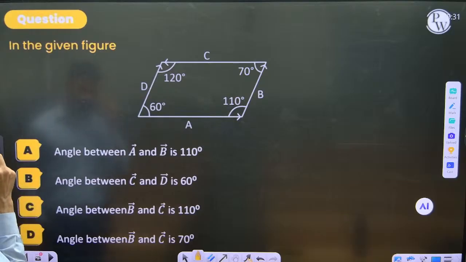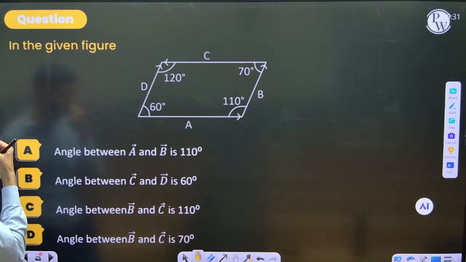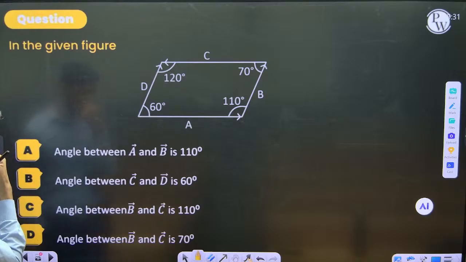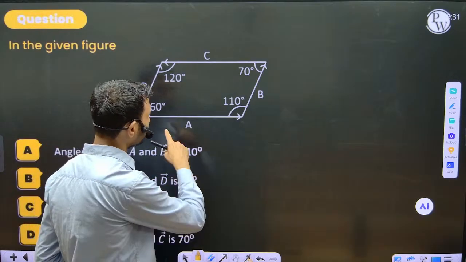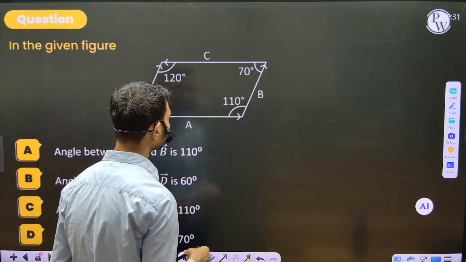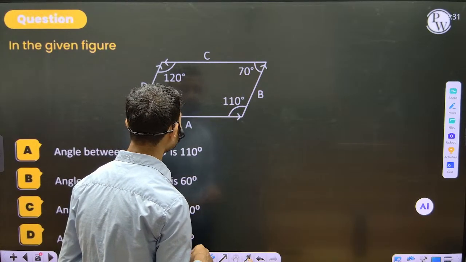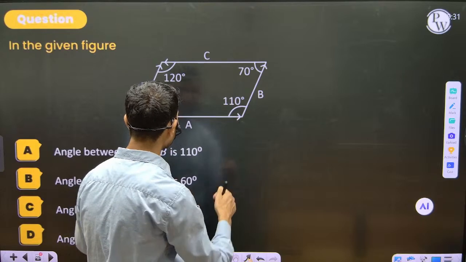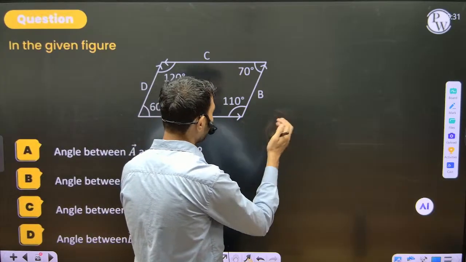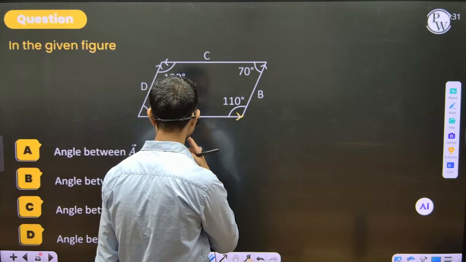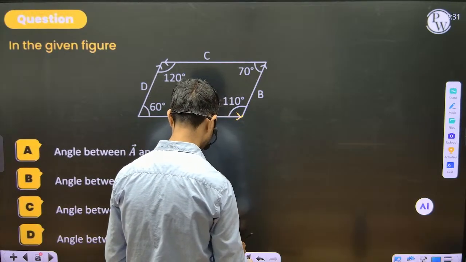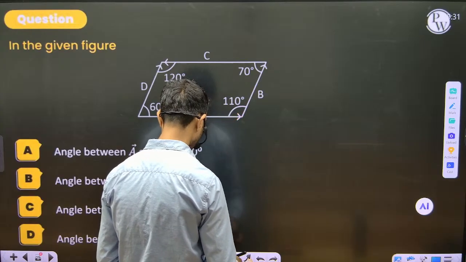Now, in the given figure, the angle between A and B is how much? C and D is how much? That we have to find out. So, which option is correct? Let's find out. So, the angle between A vector and B vector, what is the angle between them? For that, we have to shift the vector A parallelly. Why? Because right now the head and the tail are together, right? So we can't allow that because we need the tail and tail together, or head and head together.